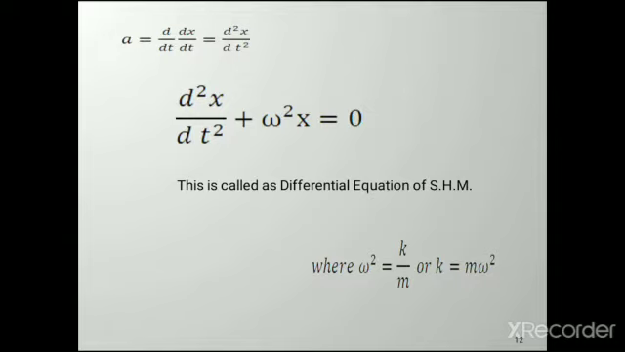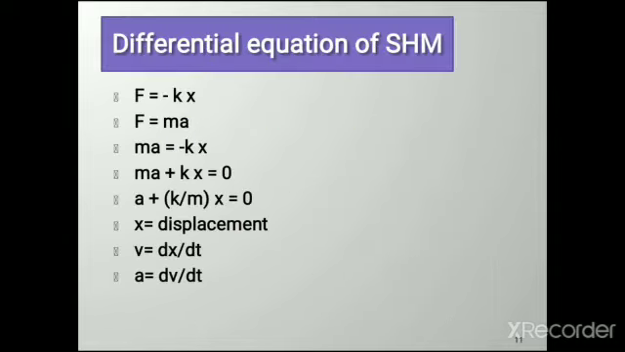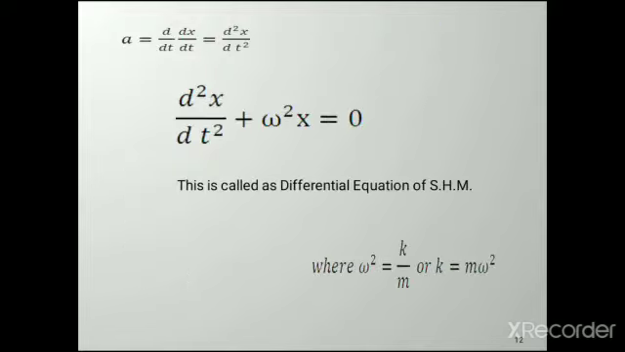So let us substitute d2x by dt square in the equation a plus k upon m into x is equal to 0. We will get d2x by dt square plus omega square x is equal to 0. And this is called the differential equation of SHM. Here, omega square is equal to k upon m, or k is equal to m omega square. Omega is called the angular frequency of SHM.